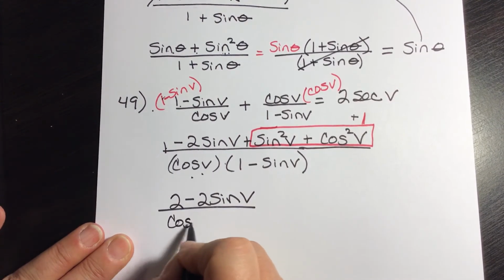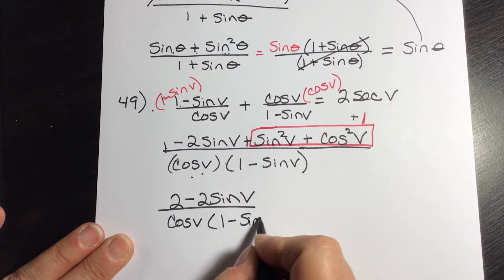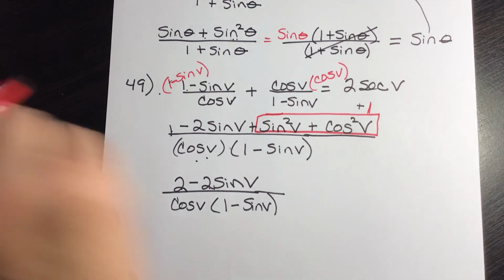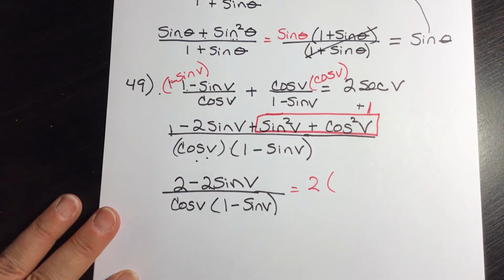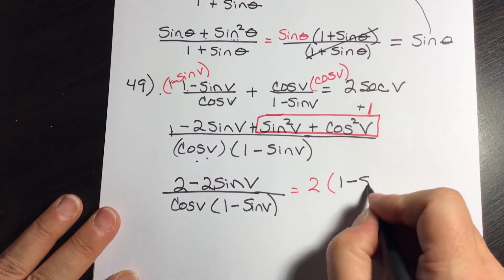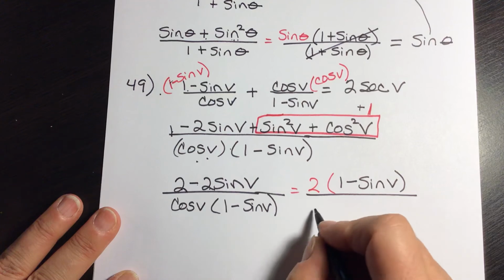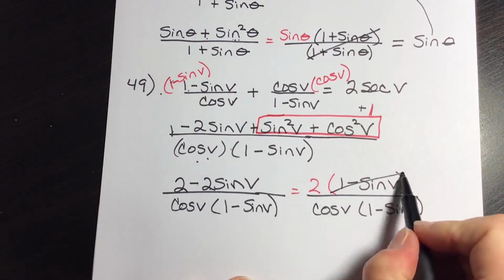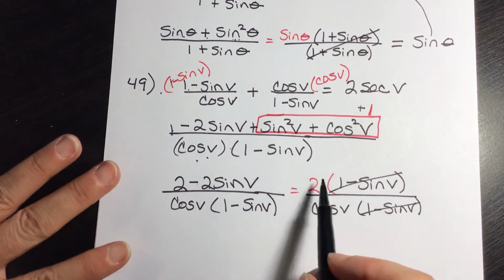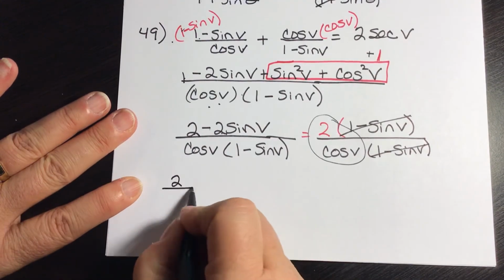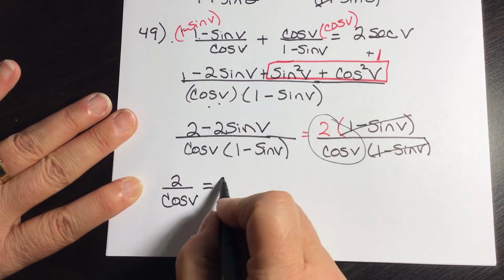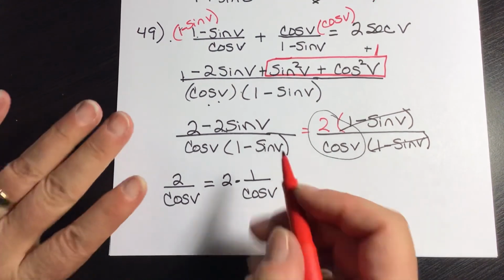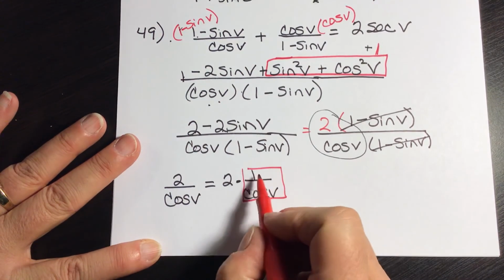over cosine V and 1 minus sine V. Now I see I have a factor of a 2 that I can bring out, so bring that 2 out, and I have a 1 minus sine V. We're looking to see that I might be able to cancel something here. And I can cancel the 1 minus sine V's, and that's leaving us with 2 over cosine of V, which is the same thing as 2 times 1 over cosine V, and 1 over cosine is secant.